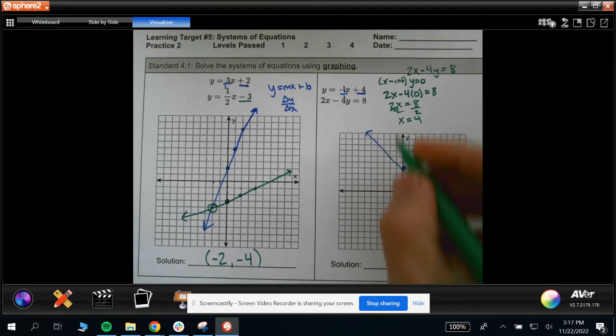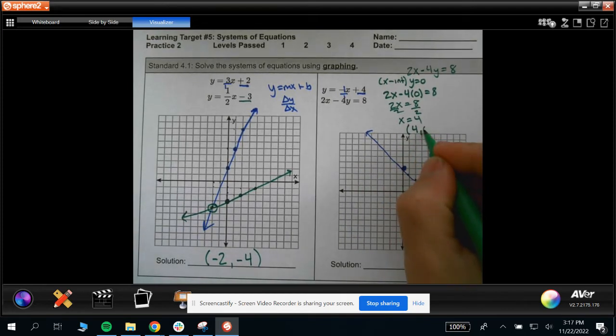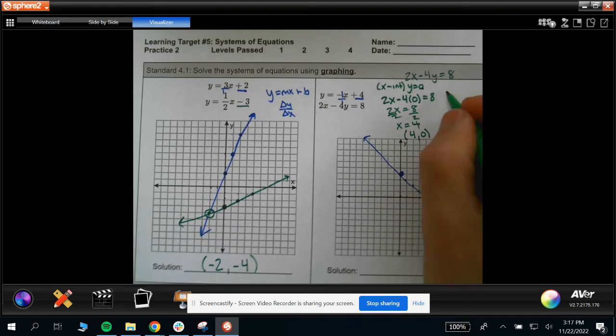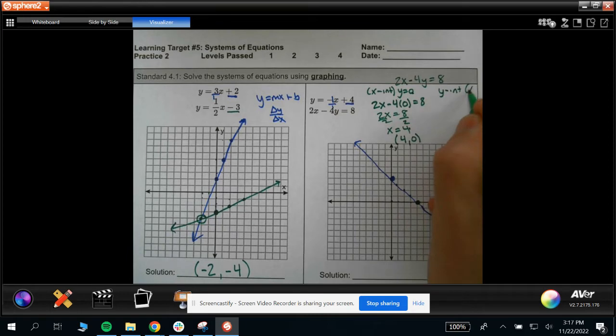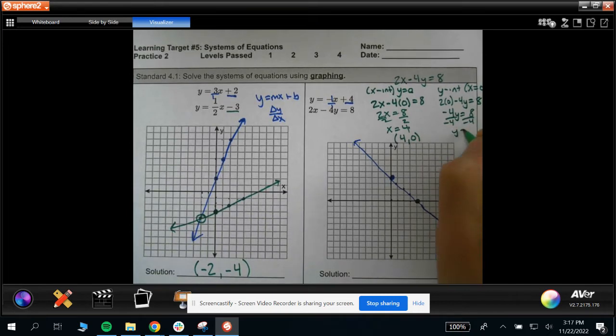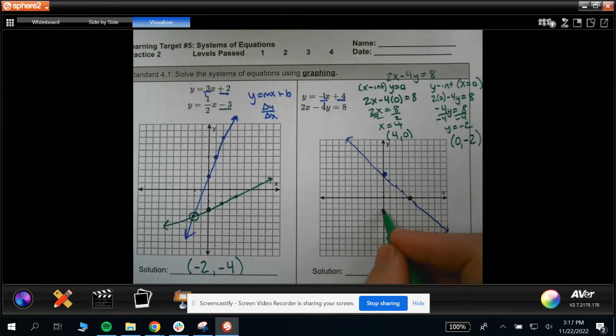What does that mean? It means my x-intercept is at 4, 0. X is 4 when y is 0. Start here. X is 1, 2, 3, 4. What's my y-intercept? Y-intercept is where x equals 0. So that means 2 times 0 minus 4y equals 8. 2 times 0 is 0, so -4y equals 8. Divide by -4. Y equals -2, which means my y-intercept is at 0, -2. 0, -2 is right there.